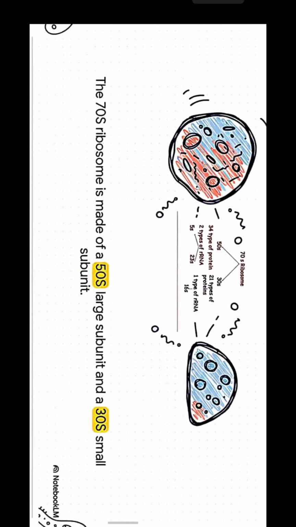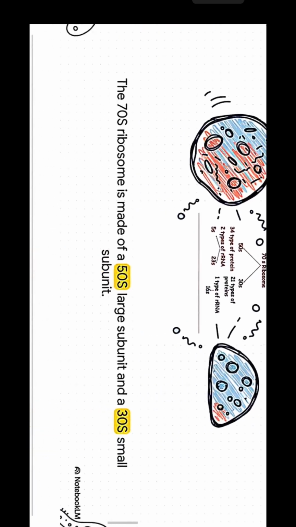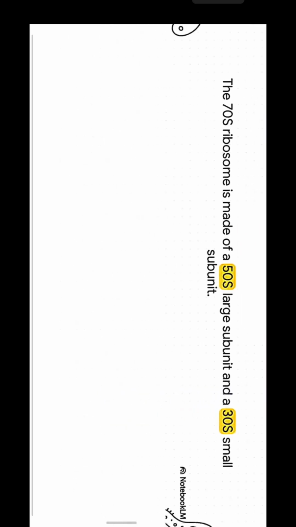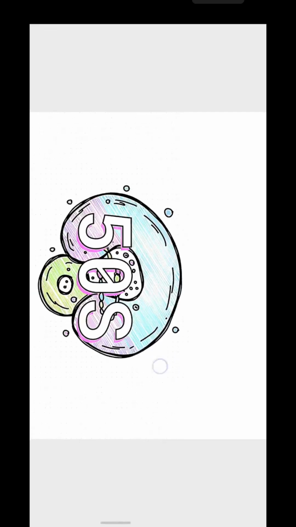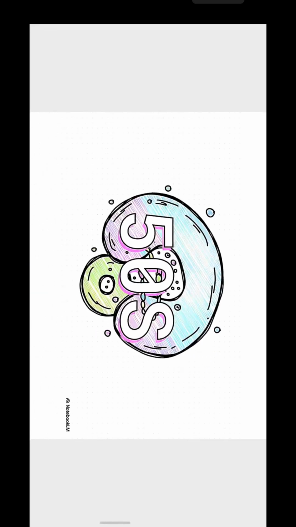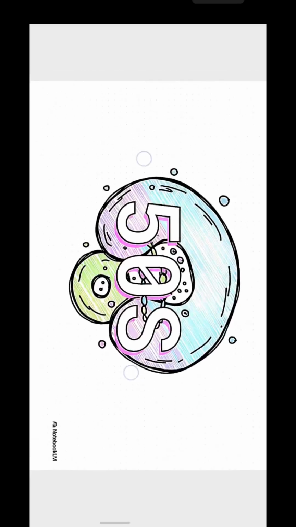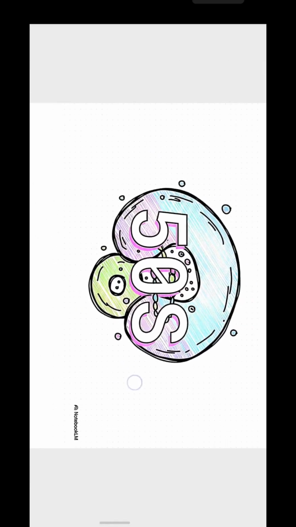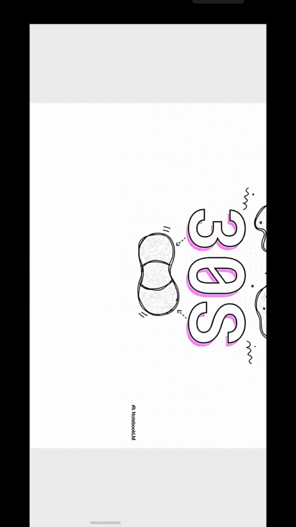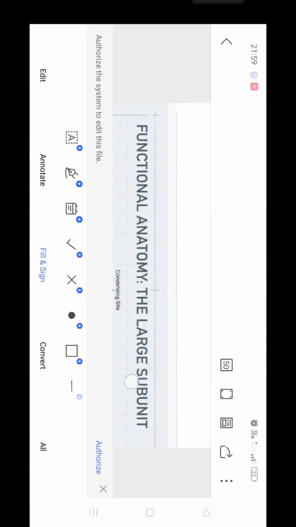So these are the basic differences between different types of ribosomes, which we utilize to target the prokaryotic cells without affecting the eukaryotic cells with the help of antibiotics. The largest subunit of 70S is called 50S, and the smallest subunit is called 30S. S here represents the Svedberg coefficient.